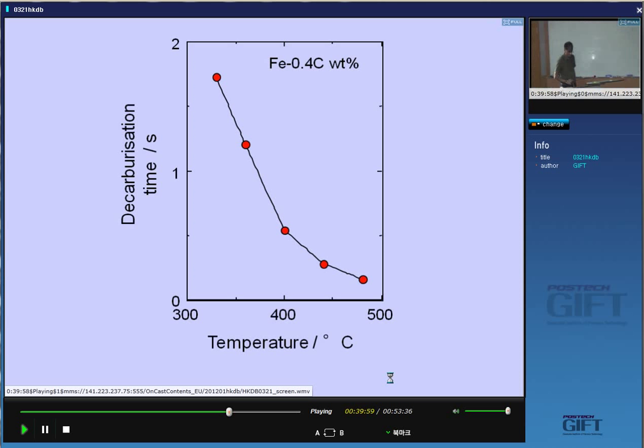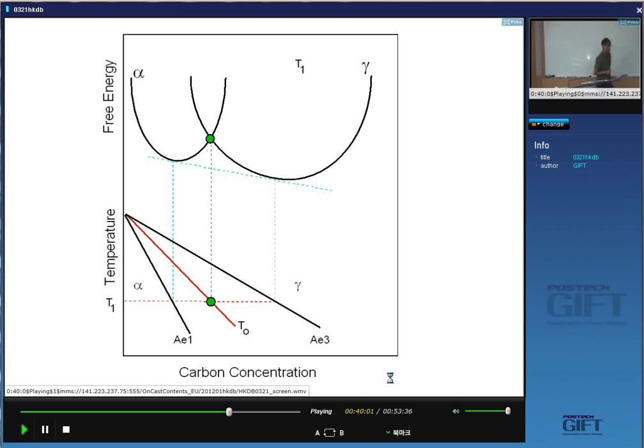Now, you remember this diagram, where in the top half we are plotting the free energy curves of ferrite and austenite at a particular temperature T1. And to get equilibrium, we draw this common tangent, and that gives us the A3 and the A1 phase boundaries when I plot these points as a function of temperature. That's the way Thermo-Calc and MTDATA and so on calculate phase diagrams.